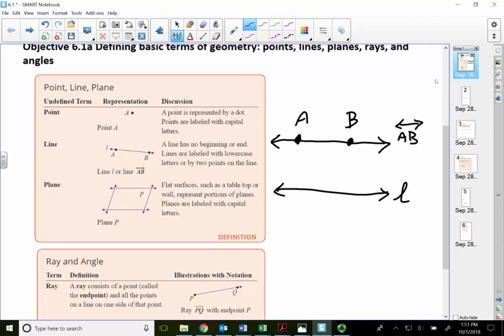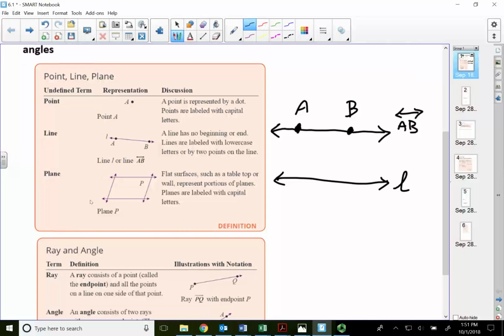All right, so the word plane: a flat surface such as a tabletop or wall representing a portion of a plane. A plane is like a surface, and planes are labeled with capitalized letters. This screen you are watching right now, you're actually looking at it as a two-dimensional space, left and right, up and down. So this is actually a plane. 2 dimensions is basically a plane. 1 dimension is basically a line.